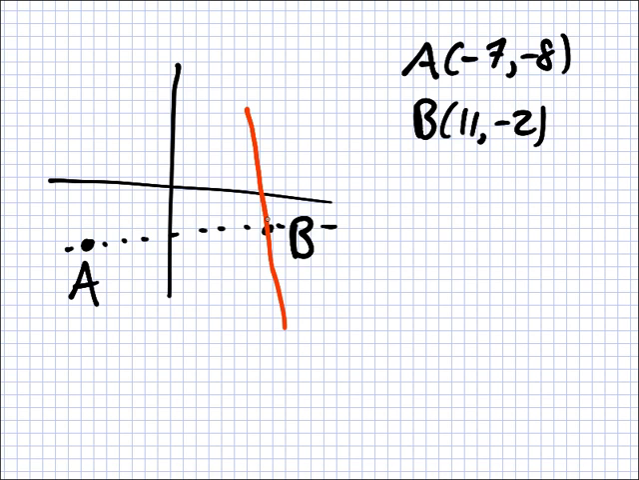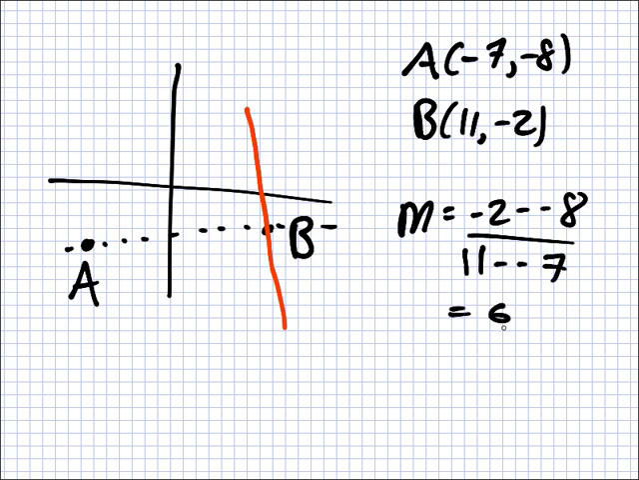Right. So, red line is the one we want. It's perpendicular to the black line, can you see? And we have A and B. So what should we do first? Yeah. So what do we get here? -2 minus 8, over 11 minus 7. What's that? 6 over 18. 1 over 3. Yes. So the slope we really want is negative.